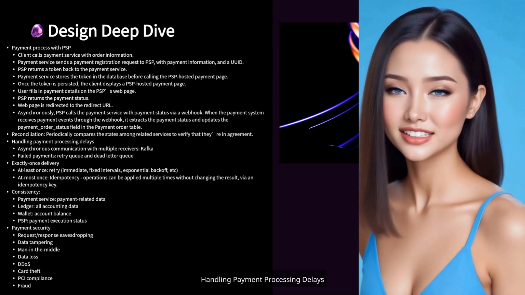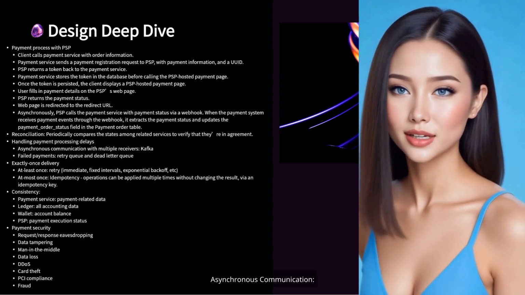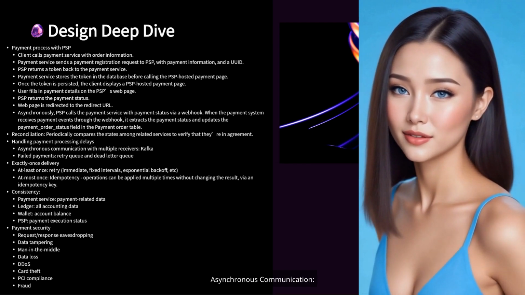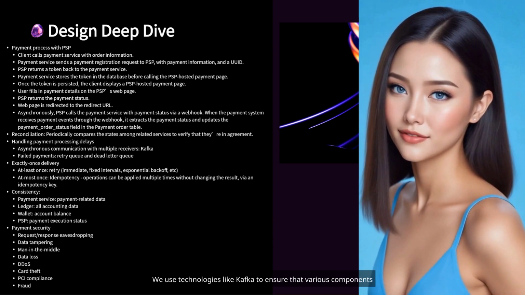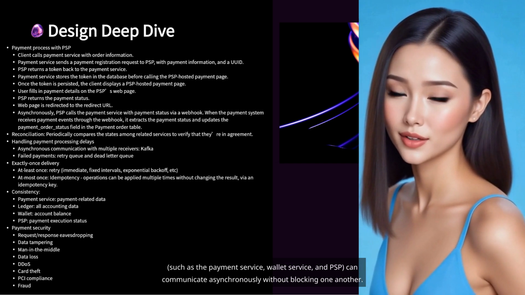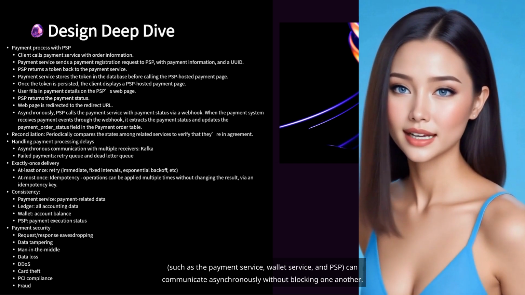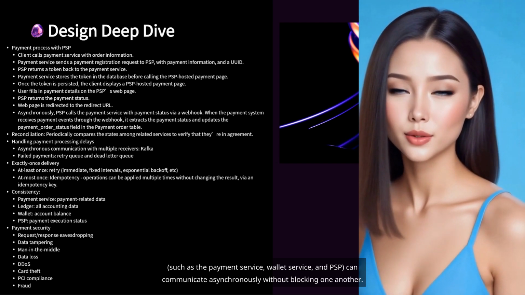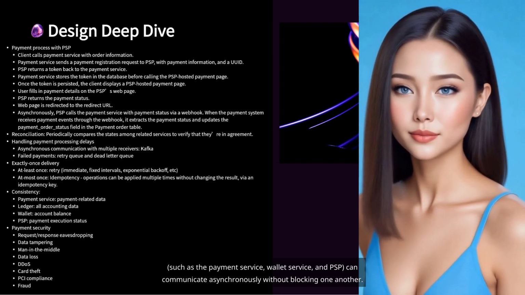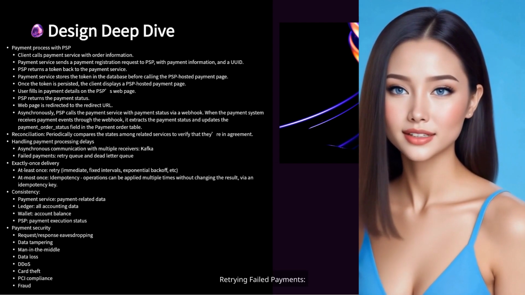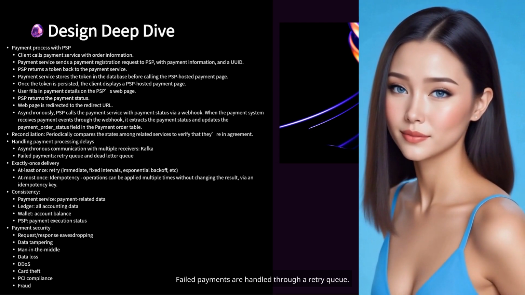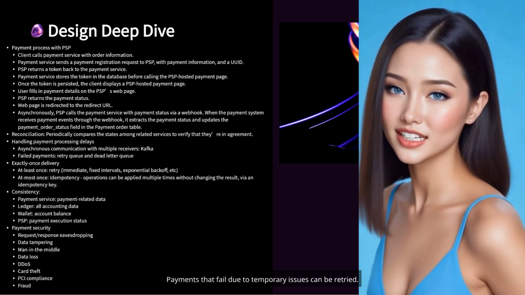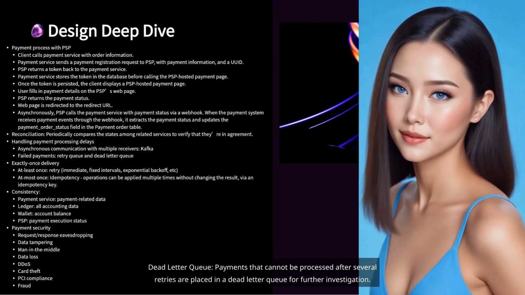Handling payment processing delays. Asynchronous communication. Payment services are highly asynchronous. We use technologies like Kafka to ensure that various components, such as the payment service, wallet service, and PSP, can communicate asynchronously without blocking one another. Retrying failed payments. Failed payments are handled through a retry queue. Payments that fail due to temporary issues can be retried.